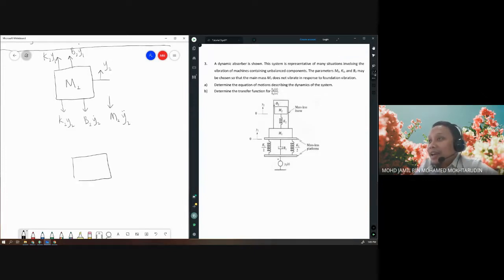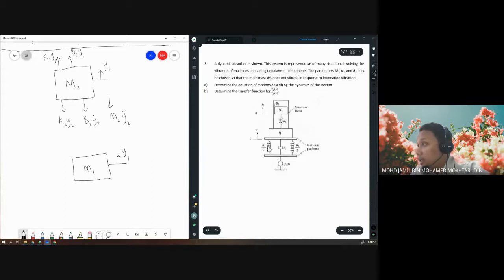Okay, so now let's look at M1, Y1 upward. Okay, so on M1 we have 3 springs connected. So we have spring K2 and spring K1 half and also spring K1 half connected with the input displacement or the displacement of the road surface. Okay, kalau remember last week kita ada belajar pasal road surface. And we have B2, friction M2 and M1. And we have B1 here, damper between M1 and the road surface.